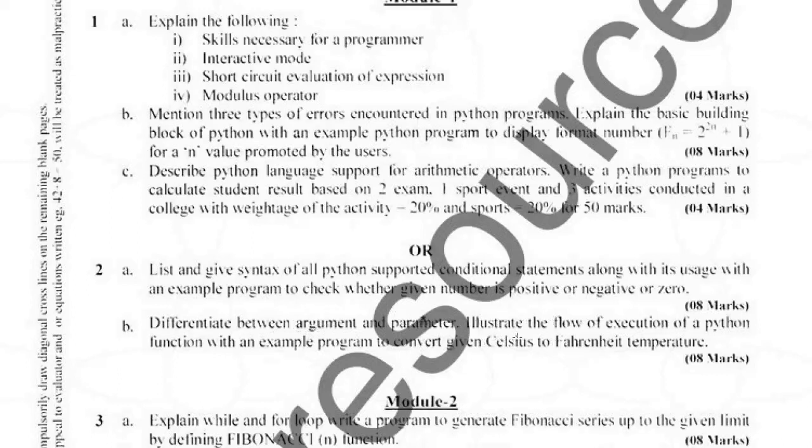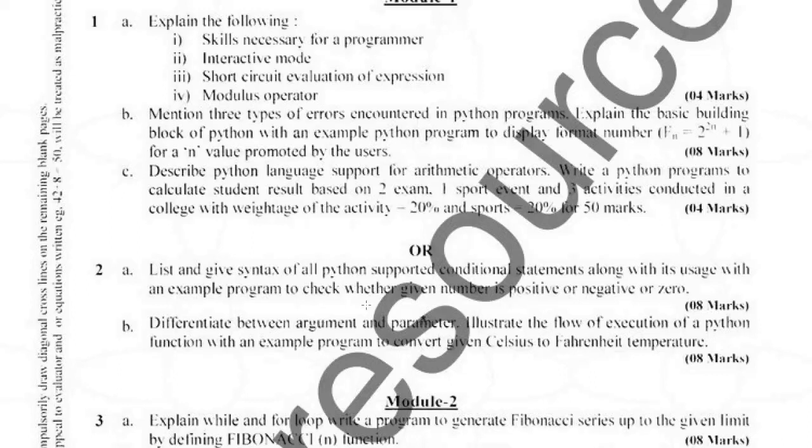And in the last class we solved this problem: illustrate the flow of execution of a Python function. That means write one Python function to convert temperature reading from Celsius to Fahrenheit. If you write the difference and this function to convert temperature reading from Celsius to Fahrenheit, you get 8 marks. That is what I taught. In today's class I teach you the difference between argument and parameter.